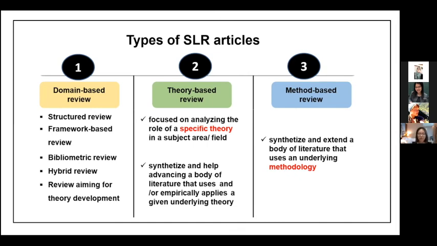Hybrid review, if you want to remember what is meant by it, is actually quite simple. When you do a combination of different reviews, you are actually doing a hybrid review. For example, I do a bibliometric review and I also use a structural review. When you do a combination of different types of review, you are actually working on one hybrid review paper. And the last one, review aiming for theory development.